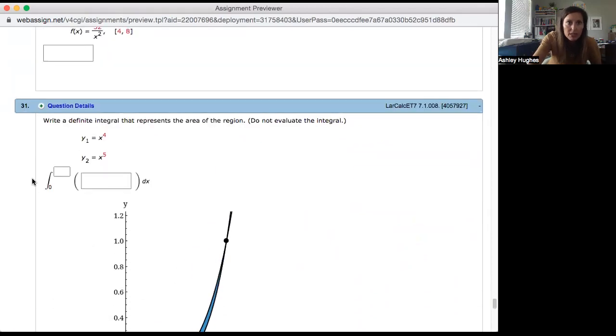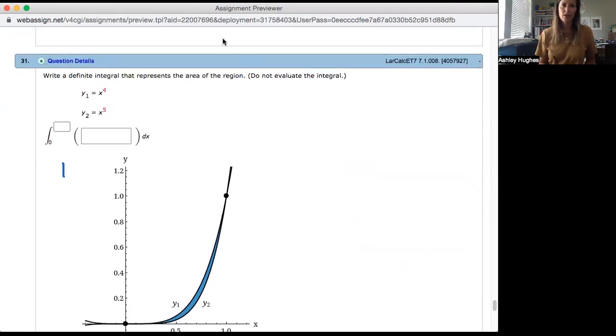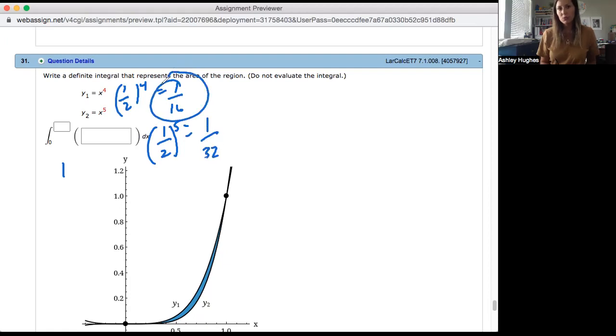Zero to 1, top minus bottom. Okay, how do we know which one's on top? You pick something, and so like pick 1/2 and plug it in. If I plug 1/2 in and I raise it to the 4th, that's 1 over 16. If I put 1/2 and raise it to the 5th, 1 over 32. Which one is bigger? This one. So which one's on top is x to the 4th. So x to the 4th minus x to the 5th from 0 to 1.